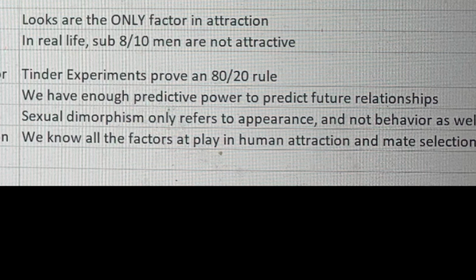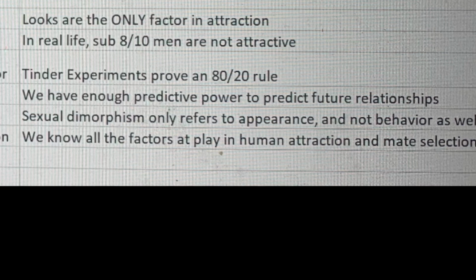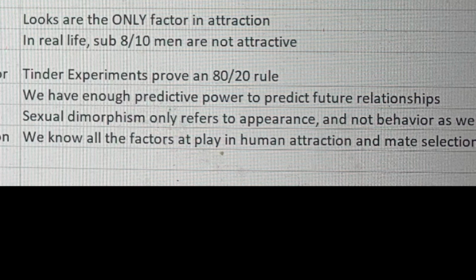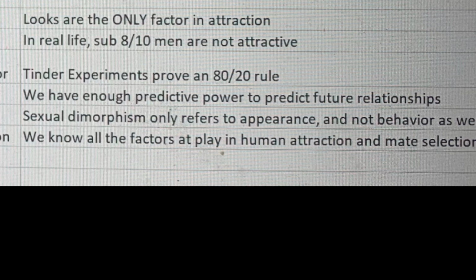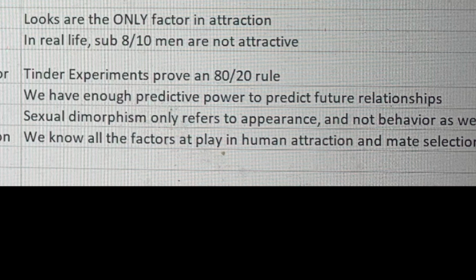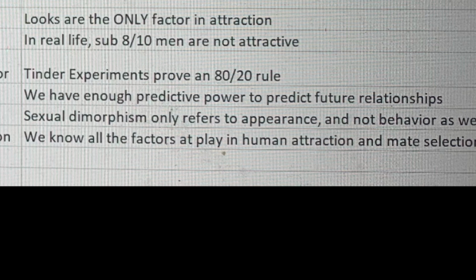So, this is what we cannot conclude: that looks are the only factor in attraction. In real life, sub-8 men are not seen as attractive. That Tinder experiments prove an 80-20 rule. They do not. That we have enough predictive power to predict future relationships. That sexual dimorphism only refers to appearance and not behavior as well. And that we know all the factors at play in human attraction and mate selection.